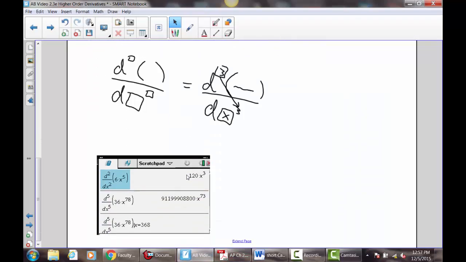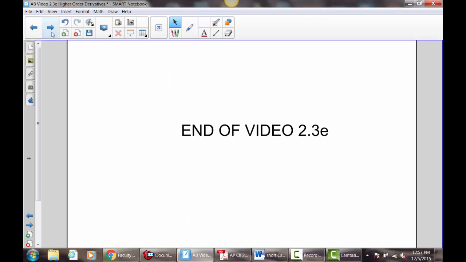So, for example, the second derivative of the function 6x to the fifth will give you an answer of 120x cubed. If you want the fifth derivative of 36x to the 78th, attractive. And if you want the fifth derivative of 36 times x to the 78 evaluated at x equals 368, I don't know why I don't have the answer here, but it should be there.